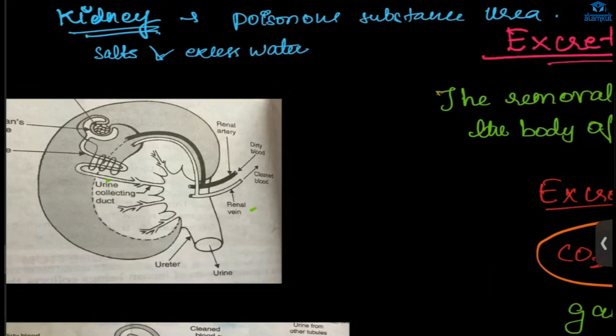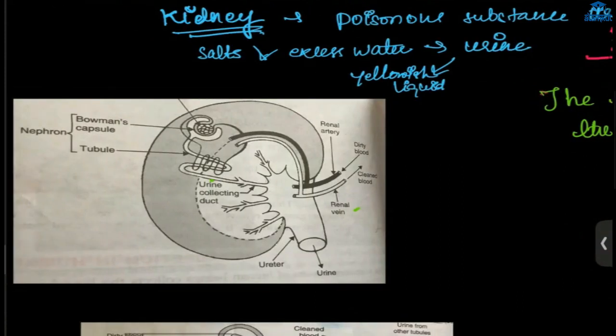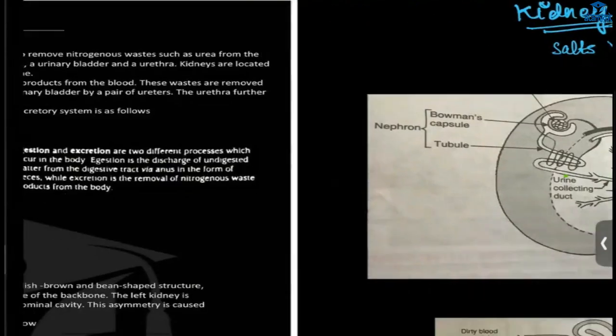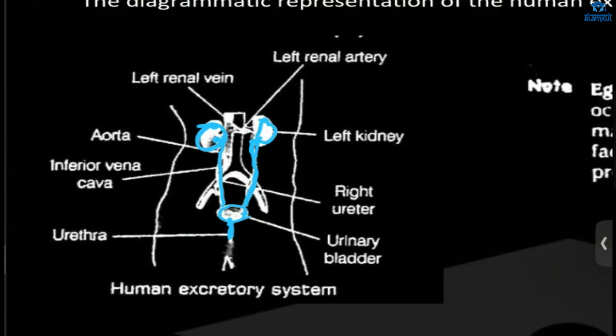These all form urine. This urine is yellowish. So urea, salts, and excess water are all excreted in the form of urine. Now what does this kidney do? It cleans our blood by filtering it. The clean blood will be carried away from the kidney. We have two vessels here, the left renal artery and the left renal vein. This renal vein will carry the clean blood.